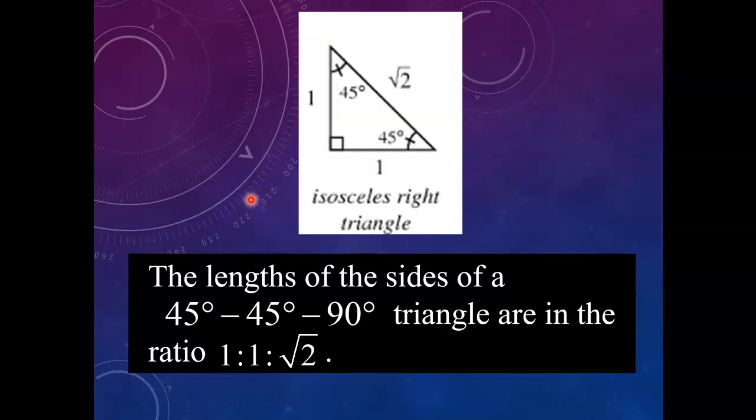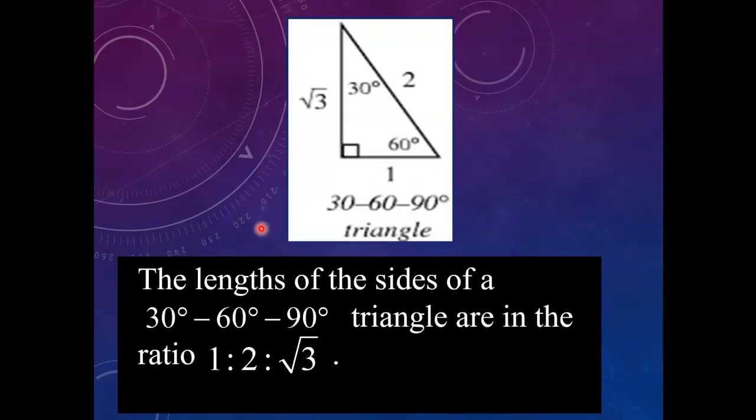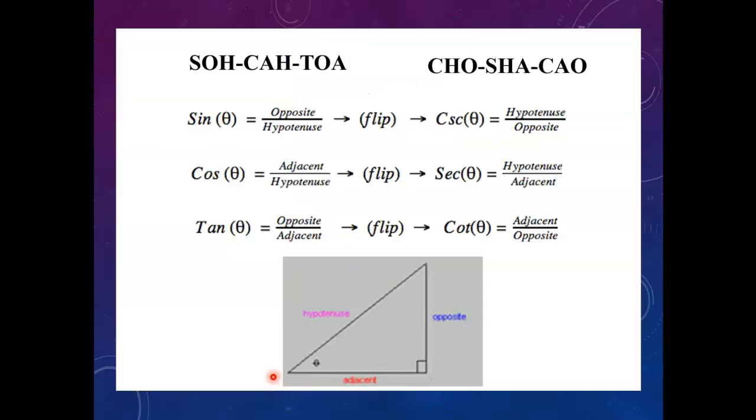Like I have mentioned, the ratio of the sides of a 45, 45, 90-degree triangle is 1 is to 1 is to square root of 2. And the ratio of the sides of a 30, 60, 90-degree triangle is 1 is to 2 is to square root of 3. So these are the 6 trigonometric functions, and they can be remembered through SOHCAHTOA and CHO-SHAKAW. Let's look at this triangle to know where the hypotenuse, opposite, and adjacent sides are.